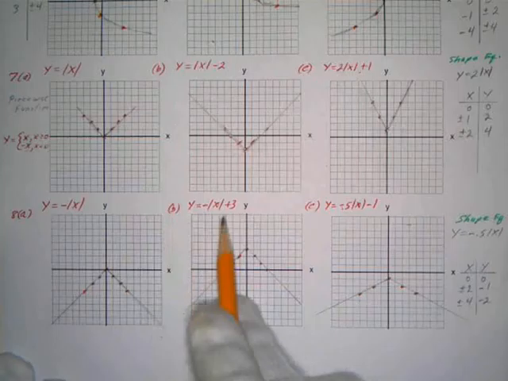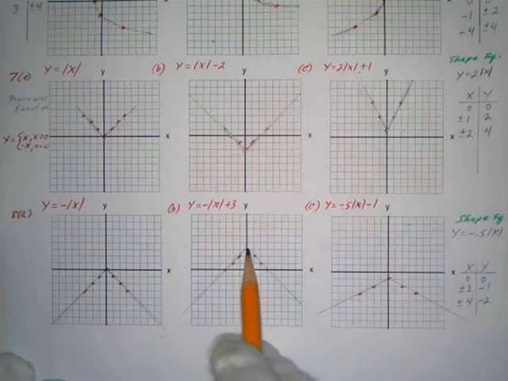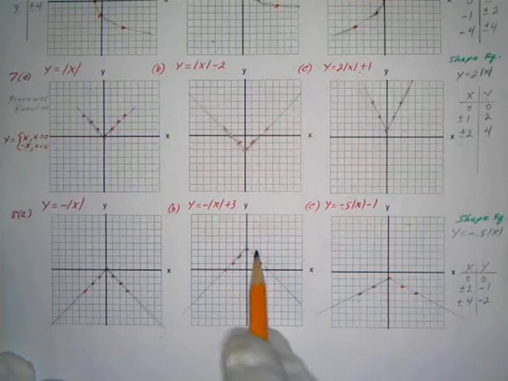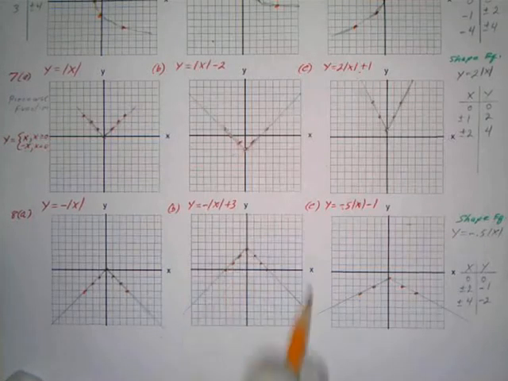And the same shape except I'm shifting it vertically up 3: 1, 2, 3. So it's a vertical shift of 3. And then again, over 1, back 1, down 1, over 2, back 2, down 2, over 3, back 3, down 3, and there you go. So it's just basically the standard shape.